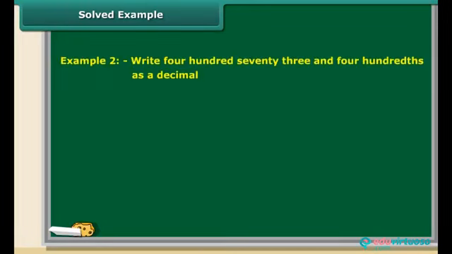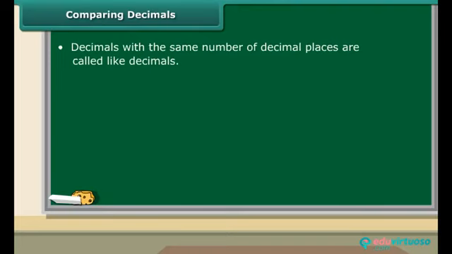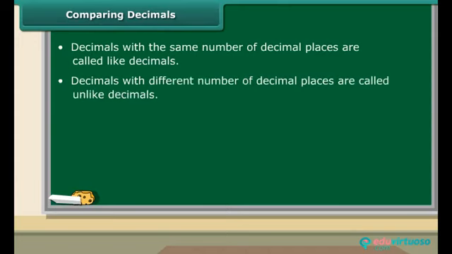Let us solve one more question. Write 473 and 4/100ths as a decimal. In this number, 473 is the whole part. The decimal part is 4/100ths, which can be written as 0.04. So the number is 473.04.